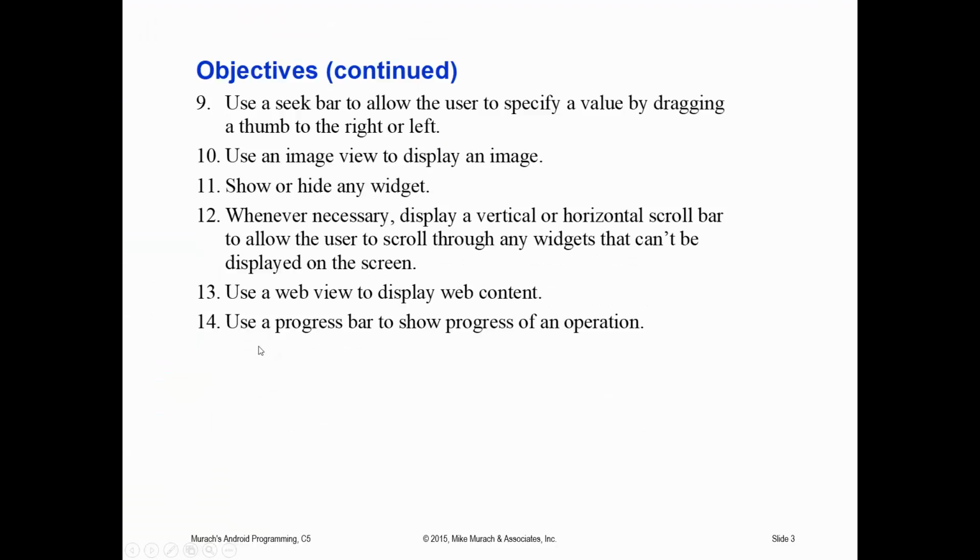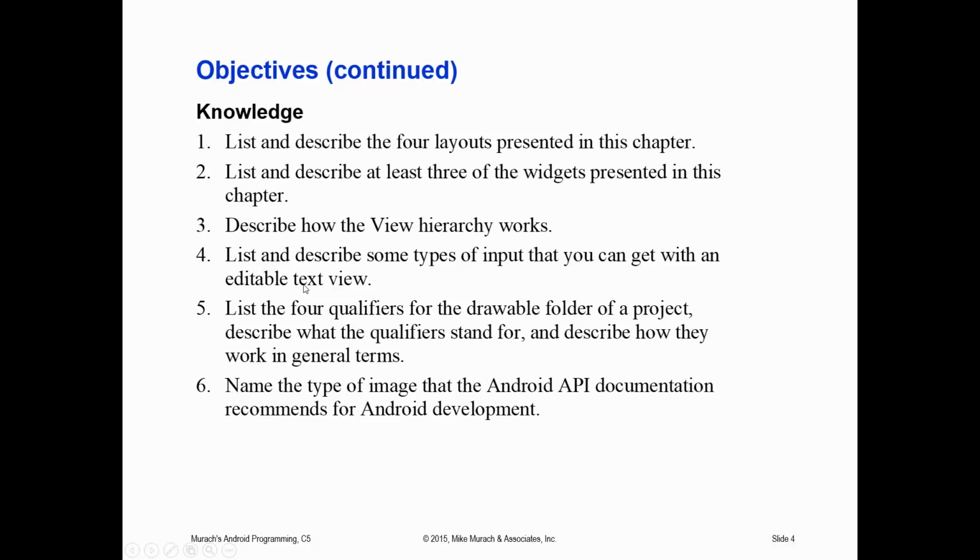Still in our applied objectives, use a seek bar to allow the user to specify by dragging your thumb to the right or left. Use an image view to display an image. Show or hide a widget. Display a vertical or a horizontal scroll bar as necessary, if you've got too many things to put on the screen to be viewed at one time. Use a web view to display web content. Use a progress bar to show progress of an operation.